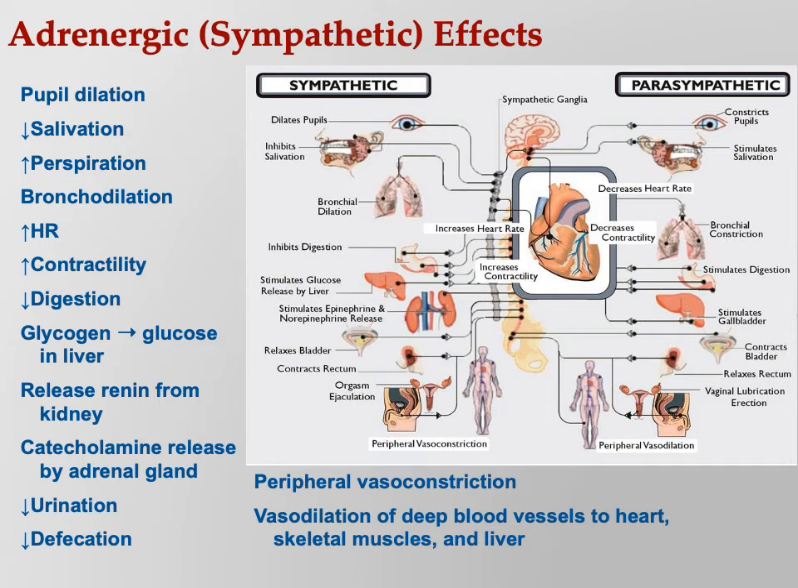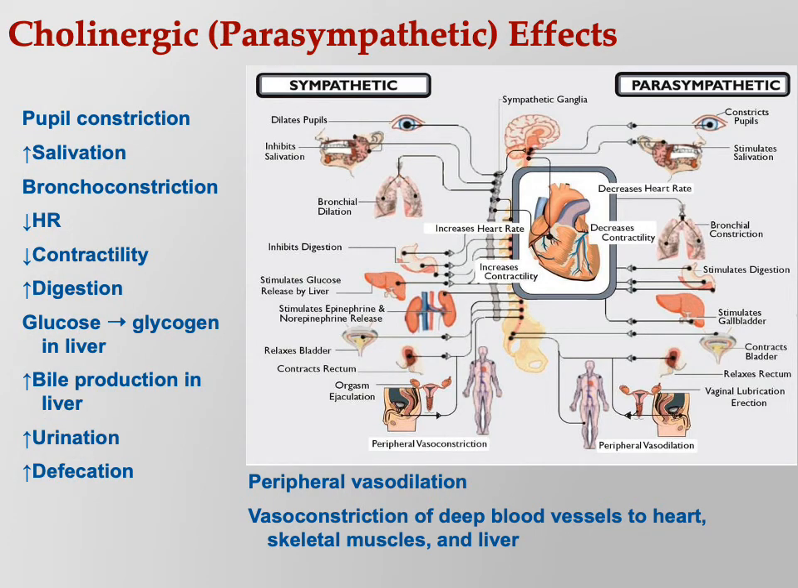So a nice diagram there showing the cholinergic and adrenergic effects. So we just went over the adrenergic. Look at the cholinergic. They're kind of the opposite. Pupil constriction, increased salivation, bronchoconstriction, decreased heart rate, decreased contractility, increased digestion. It's going to turn glucose into glycogen, the opposite. We're now going to store glycogen for the next time a crisis comes around. It's also going to increase bile production. It's going to enhance urination and defecation.